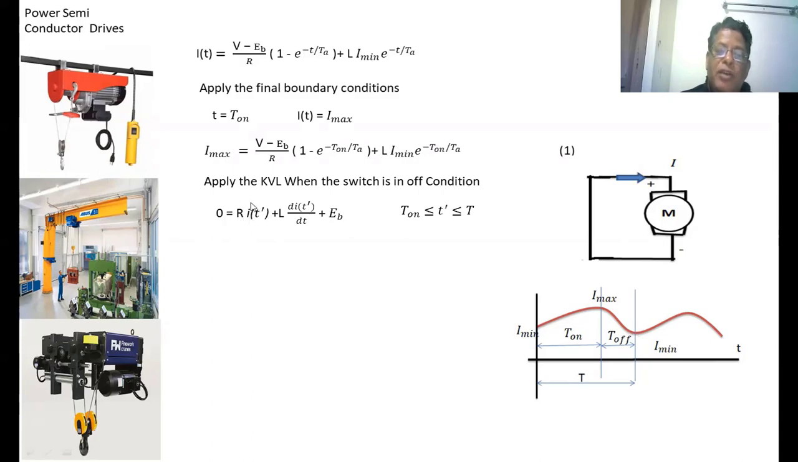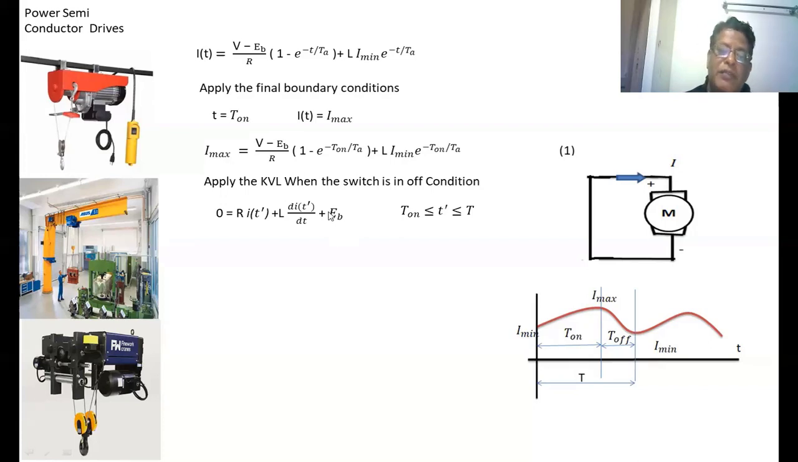This is the voltage drop across the resistance. This is the voltage drop across the inductance. This is the EB. Now here we define a new variable, that is T dash. The T dash will start from this point and end at this point.